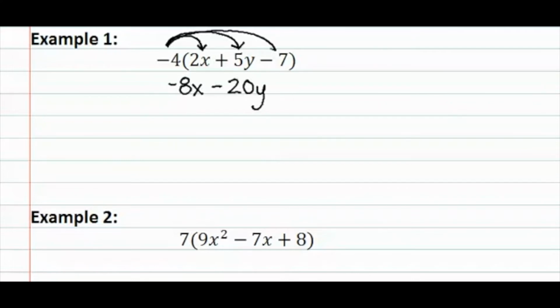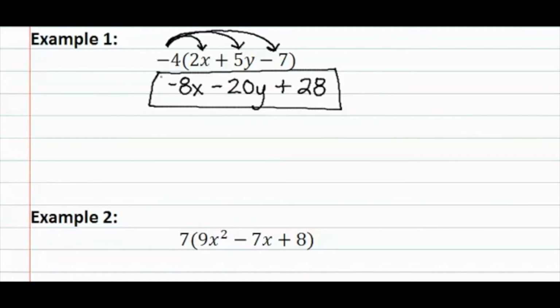Finally, the third distribution is when we have negative 4 times negative 7. Remembering that a negative times a negative is a positive means we get a positive 28. At this point, we can see that none of these terms will combine, as none of them are like terms. We therefore circle our answer.